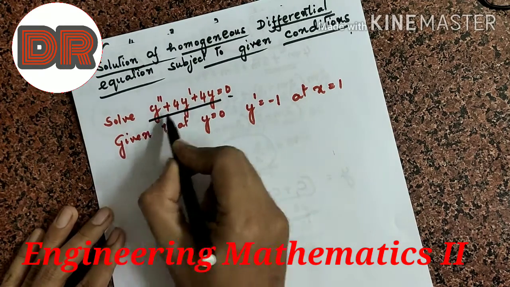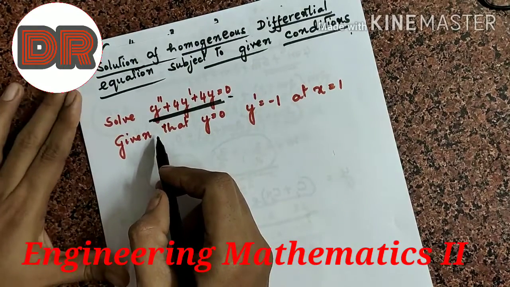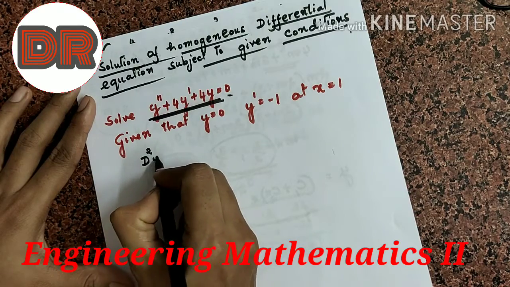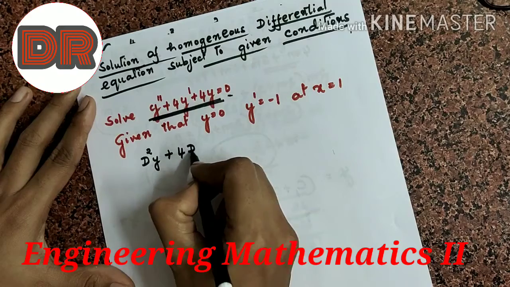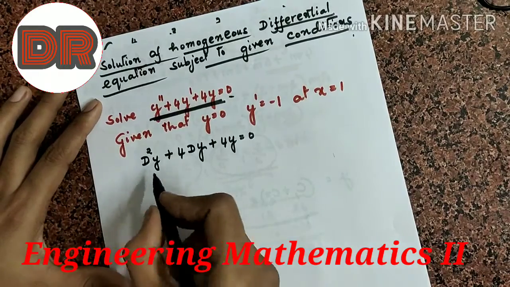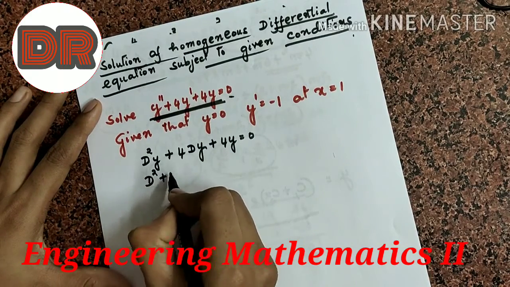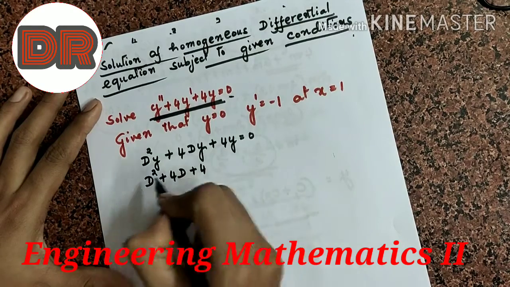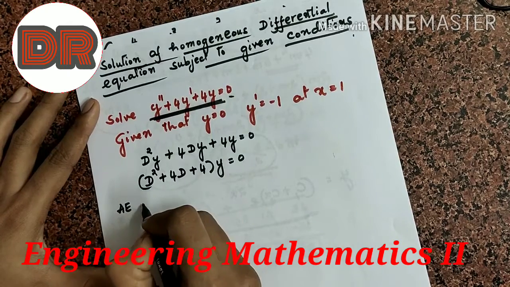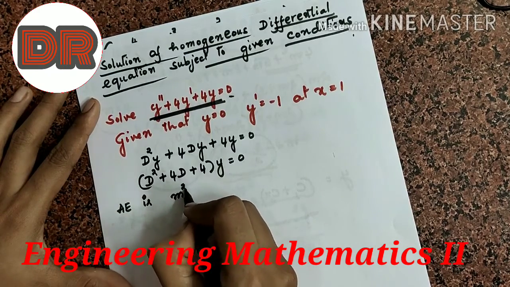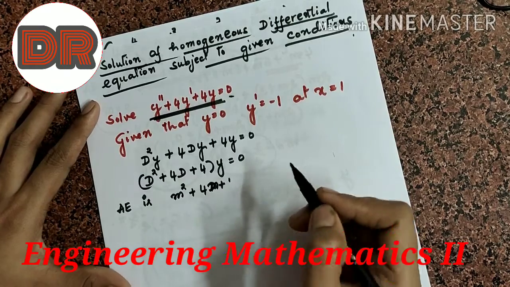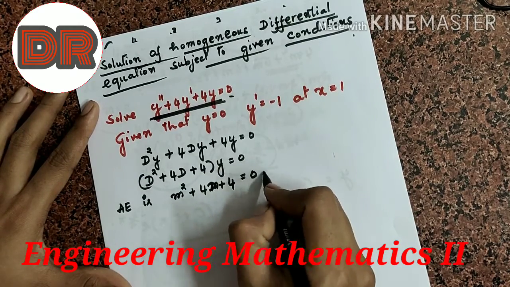Now the given differential equation I can write in the form of a differential operator. So let me write this. This is d square y plus 4 dy plus 4y is equal to 0. Now let me simplify this. So we have (d square plus 4d plus 4) into y is equal to 0. Now the auxiliary equation is m square plus 4m plus 4 is equal to 0.